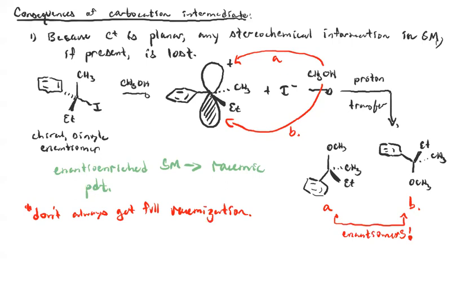Okay. All right. The second consequence of this carbocation intermediate is what? Does anyone want to venture a guess? What do carbocations do that we have to worry about? Rearrangement. Yeah, exactly. So just like with acid catalyzed addition to alkenes, if you make a carbocation in an SN1, it's subject to the same issues. So watch for rearrangements.